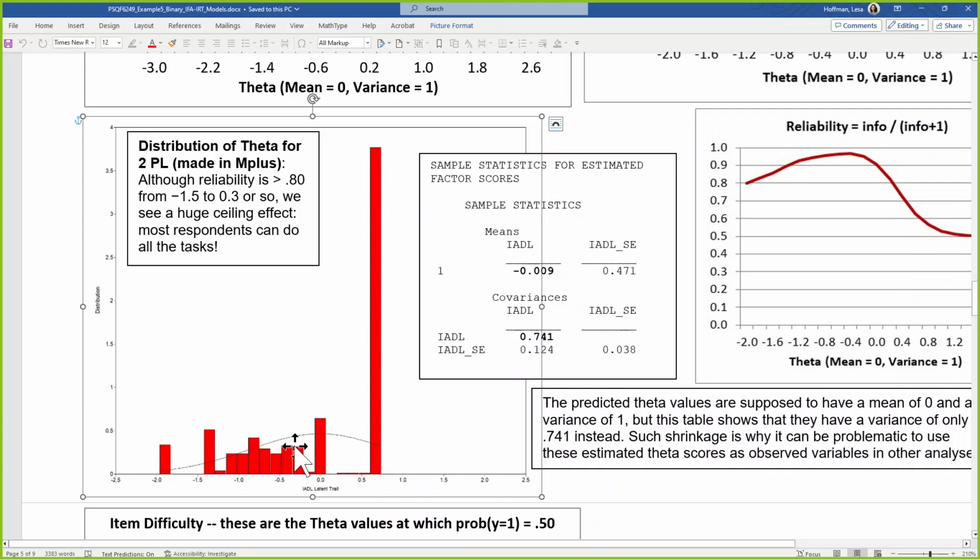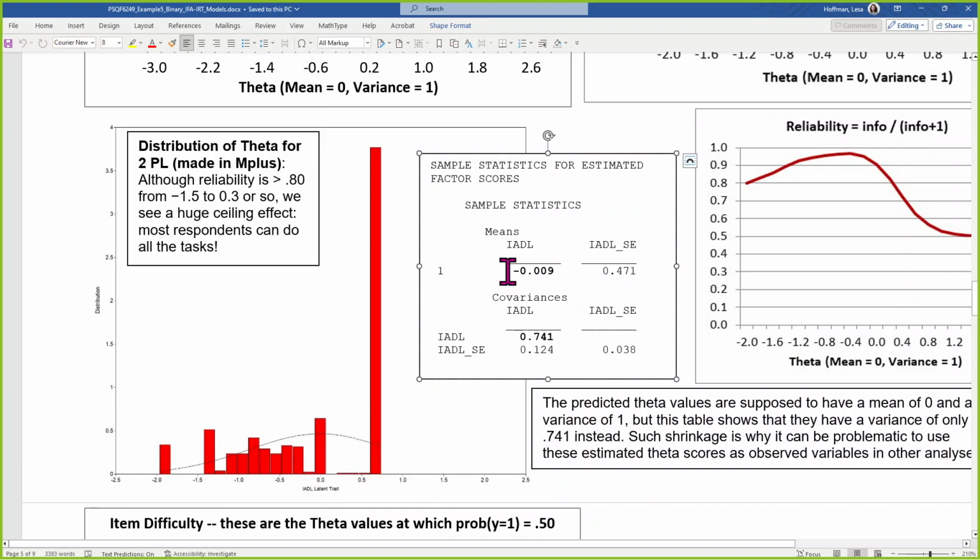So theta is supposed to have a mean of 0 and a variance of 1. The mean in the outputted thetas, so that's what this is. These are EAP estimates, expected a posteriori. This is the expected best guess, the middle of each person's distribution of what theta could be, where the standard error around theta tells you how wide each person's distribution would be based on their factor score. And the variance of these outputted thetas is only 0.74. So we call that shrinkage, usually.